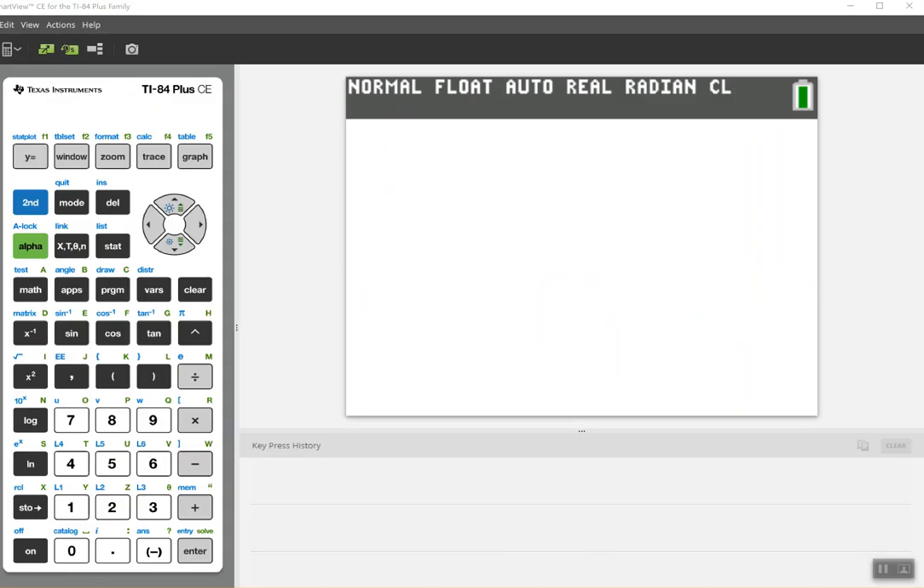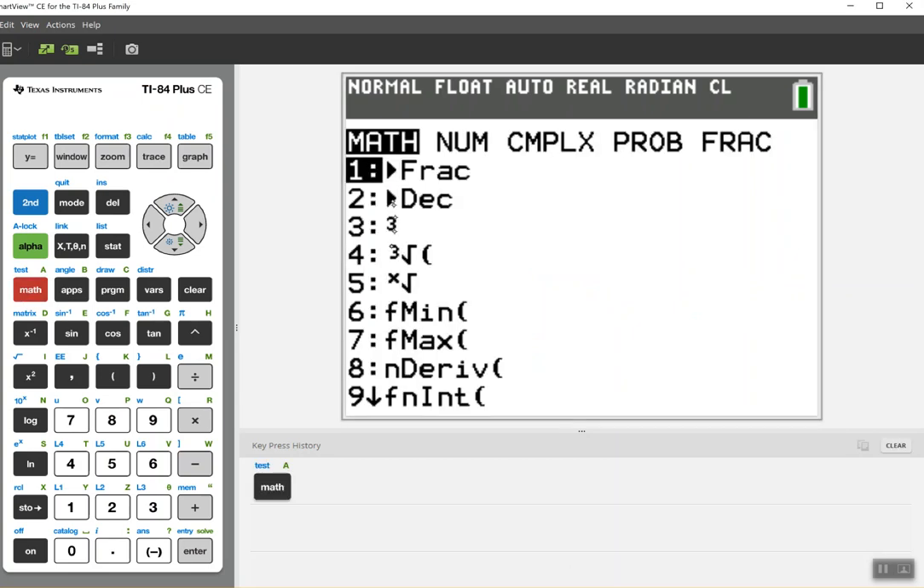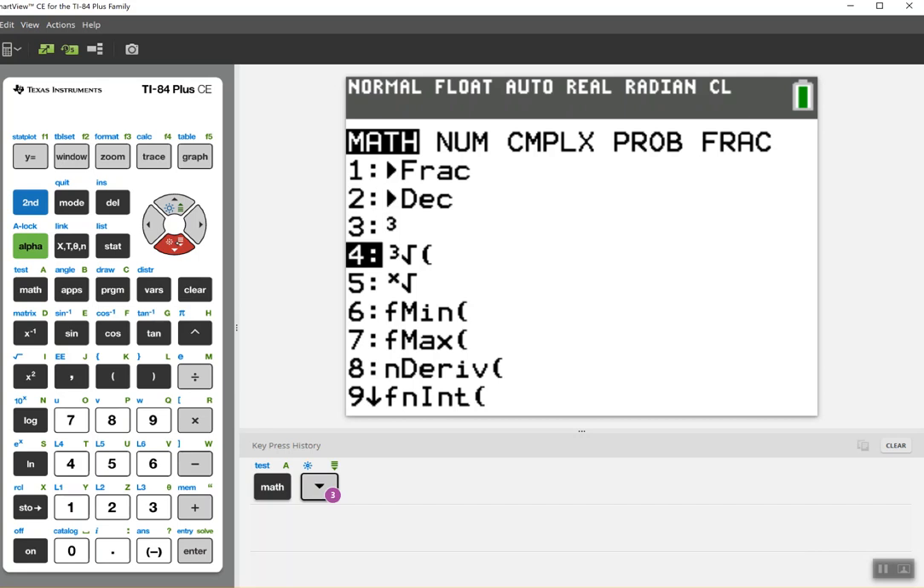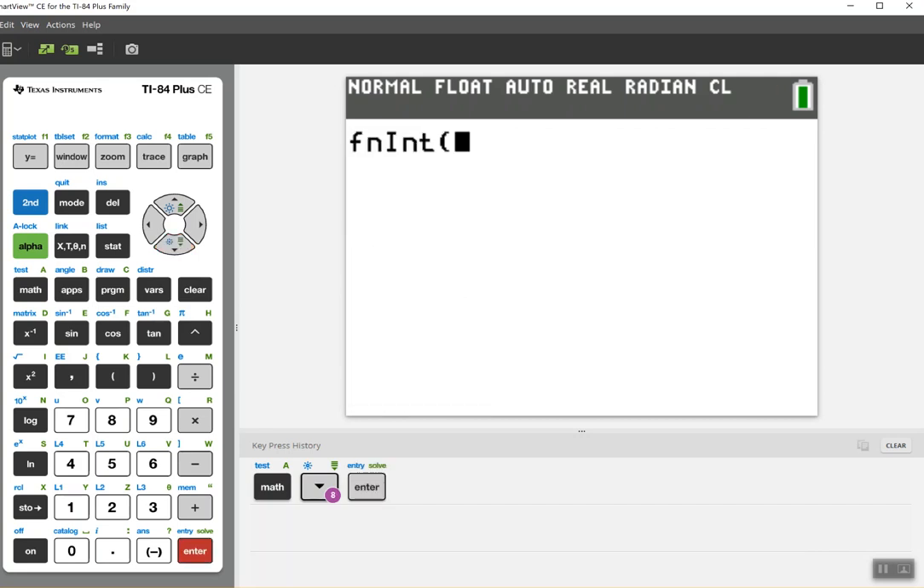So there are two options on the calculator. The basic option is to use the math command and then find option number 9, which is fnInt. This is function integration basically. So I'm going to go down to number 9 and then select that one by clicking enter, and then type in the expression that we have in the problem. In this case, the expression was x squared plus 4.